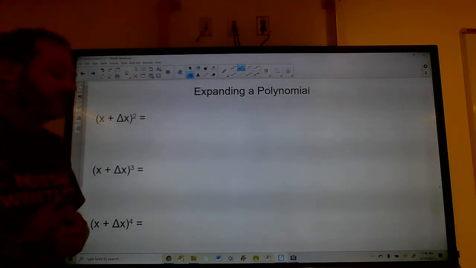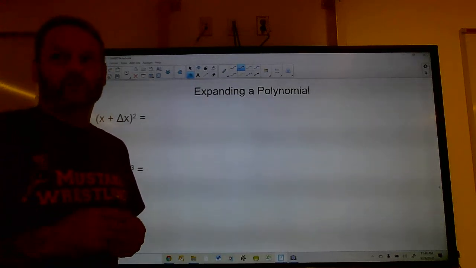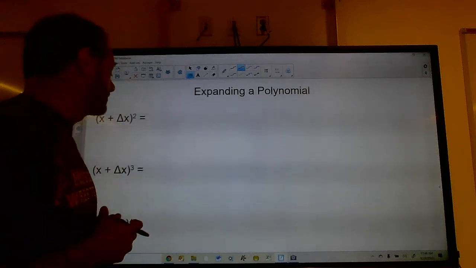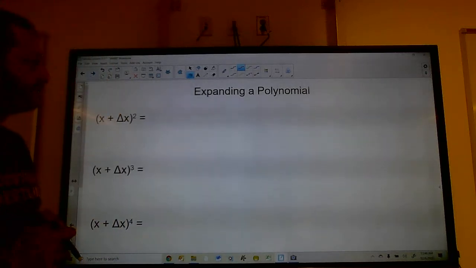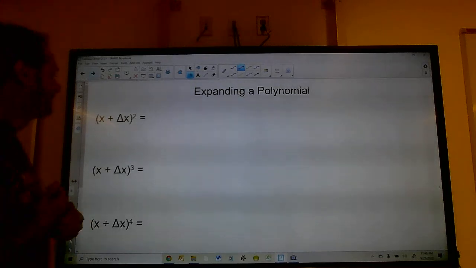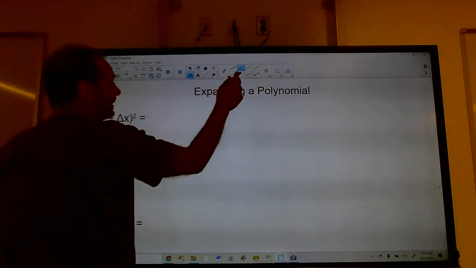Okay, expanding a polynomial. Normally we did this in pre-calculus. I mean, you've done this in Algebra 2 as well. We use the Binomial Theorem. Unfortunately, due last year, we didn't get to that. But you can actually multiply this out just by foiling it if you wanted to.